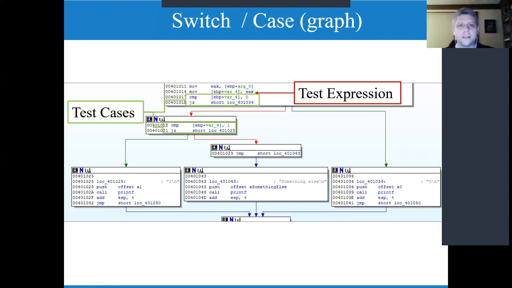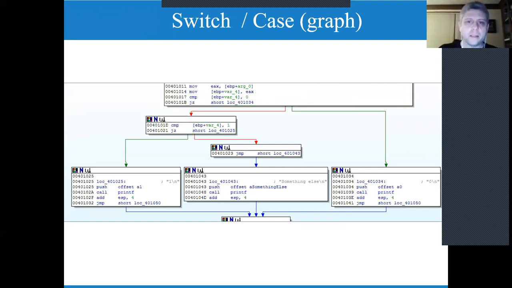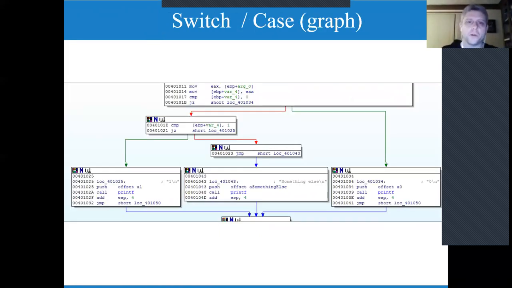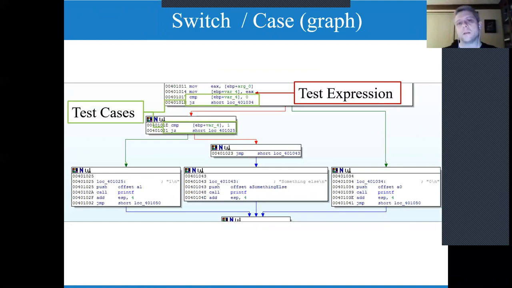We have the test cases. The test cases will just be a number of different compares that will go through in some type of tree format. In this particular case, we only had two different cases. This is the code we had here. We had case for the value of one and case for the value of zero. So we only have two test cases in this code.